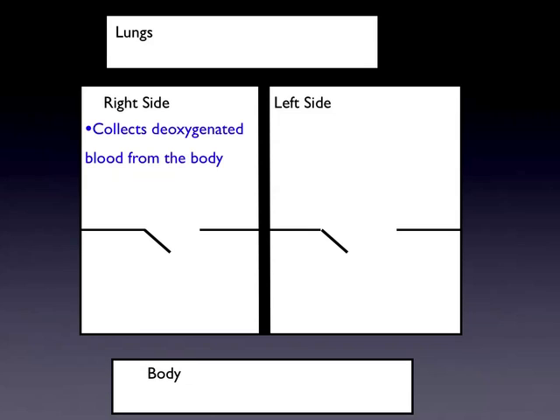All cells in your body need blood. And so when you say it collects blood from the body, we basically mean from every part of your body. It's collecting blood from your brain, from your eyes, from your intestines, from your legs, from your feet. It's collecting blood from all over your body. It's all coming into this right side of the heart.